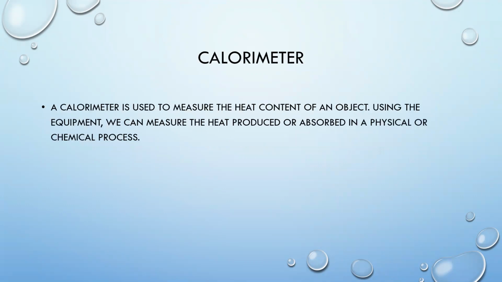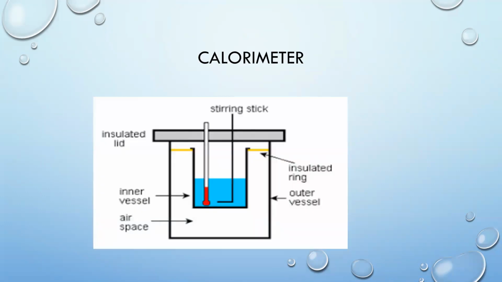Calorimeter. A calorimeter is used to measure the heat content of an object. Using the equipment, we can measure the heat produced or absorbed in a physical or chemical process. This is the image of calorimeter.